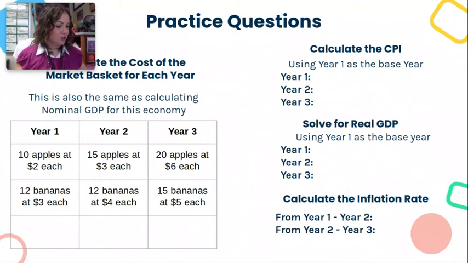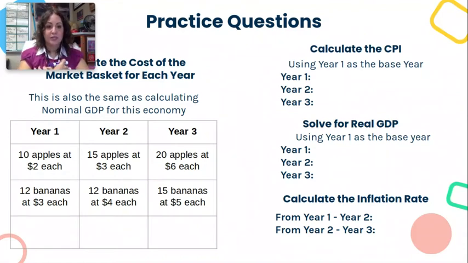So when you are solving for nominal GDP, it's a simple calculation of how much money they make that year. For year one, they have $2 apples and they sold 10 of them, and $3 bananas and they sold 12 of them. So we're just multiplying and then adding. 10 times 2 plus 12 times 3, nominal GDP for year one is going to be $56.